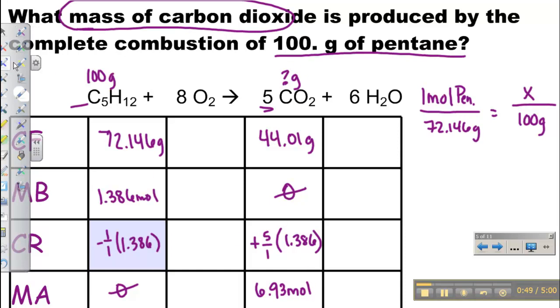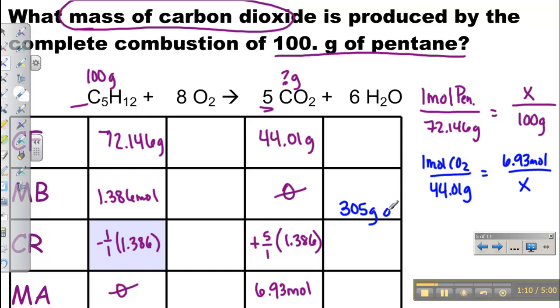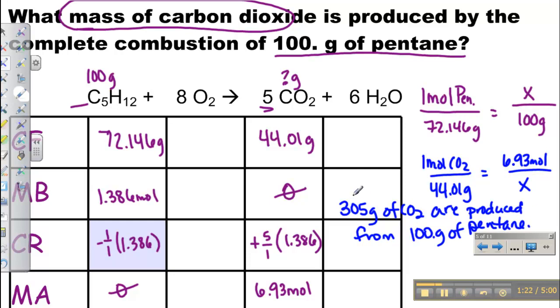Now our question asks us for mass, so we're going to have to convert our moles to grams. Okay, so 1 mole of CO2 is 44.01 grams. We know that we have 6.93 moles over X. So when we do that math, you end up multiplying the moles times the molar mass. Your answer ends up being 305 grams of CO2 are produced from 100 grams of pentane.